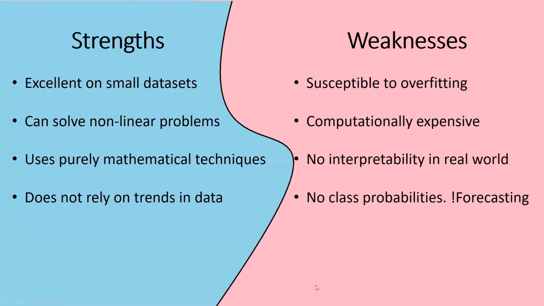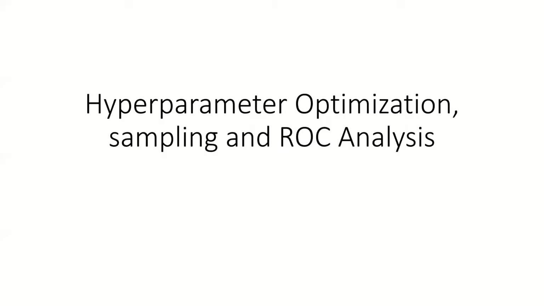Yes, and this point here does not rely on trends in data as a strength. I think what I'm trying to say here is that you don't need lots of big data sets to pull the trends out. It's just measuring distances between points like in linear regression. So I think that's a strength as well. Again, that just says you can use me on smaller data sets. Okay.